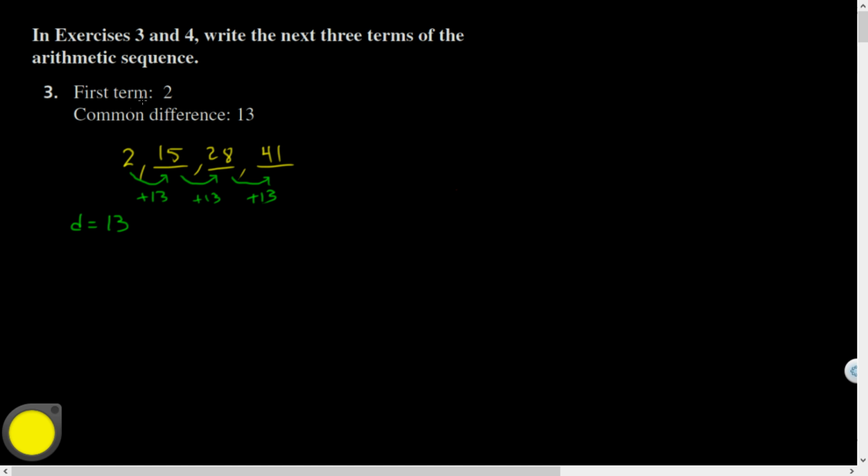When referring to the first term, you can also label that as a sub 1 is equal to 2. What was a sub 4 in my list? Which one would a sub 4 have been referring to? The 41, the fourth term in the sequence. So that was a new notation for us. This does not mean a times 4. This does not mean a to the fourth power. A sub 4 is in itself the entire name of the variable that I'm referring to.